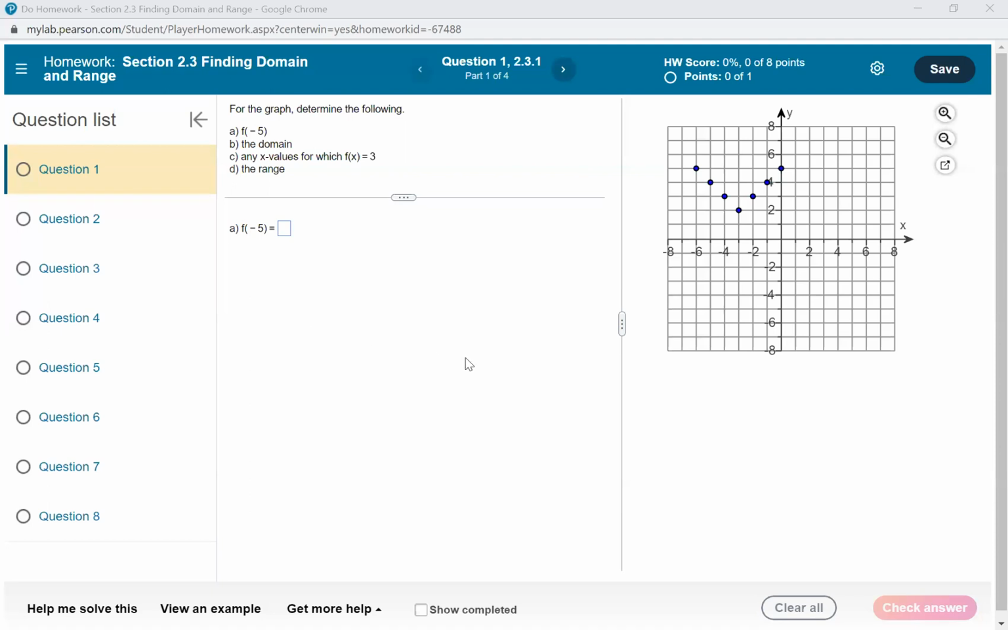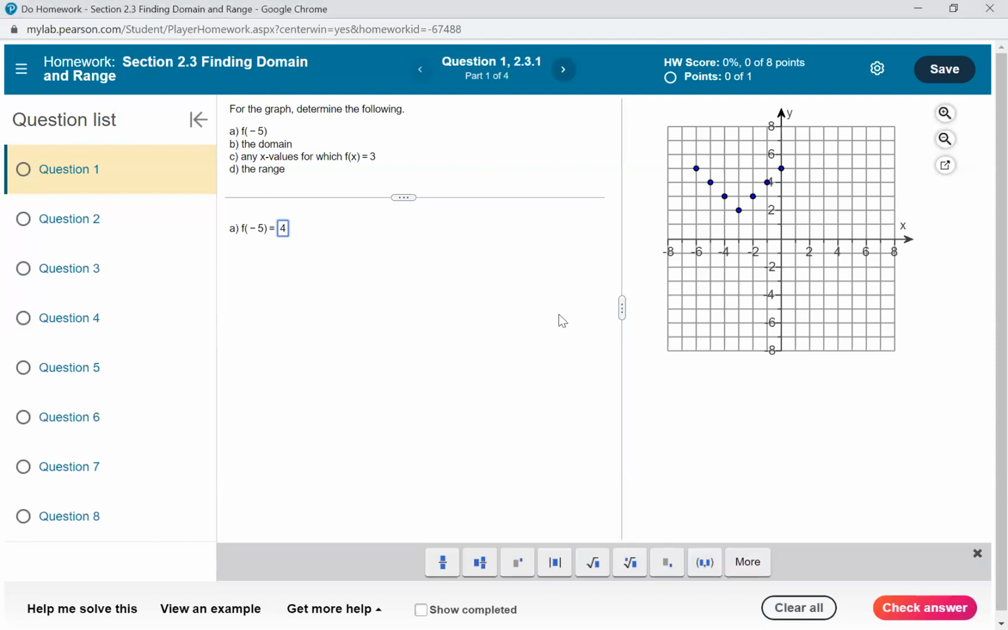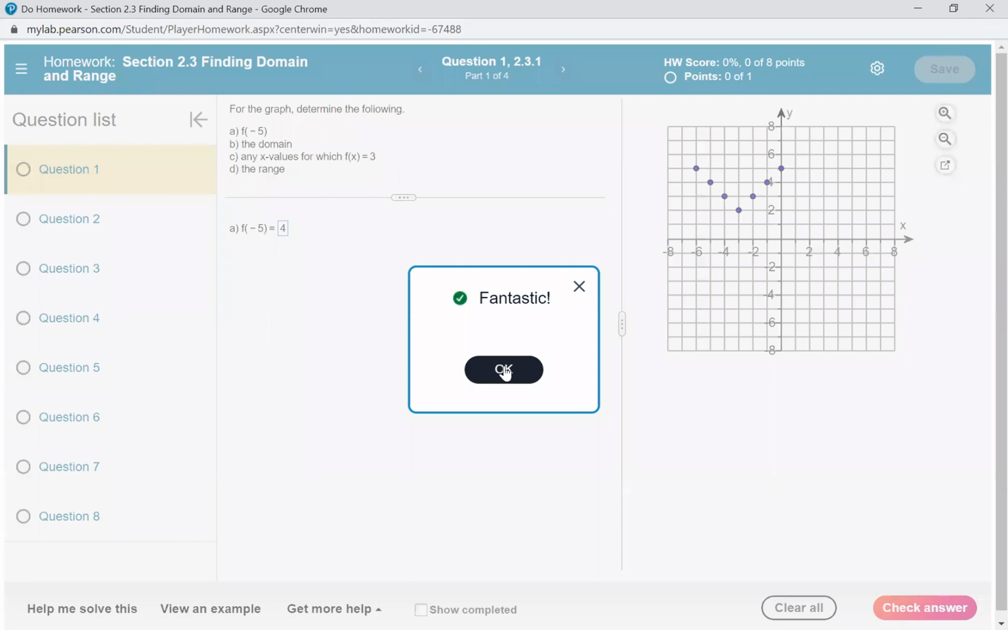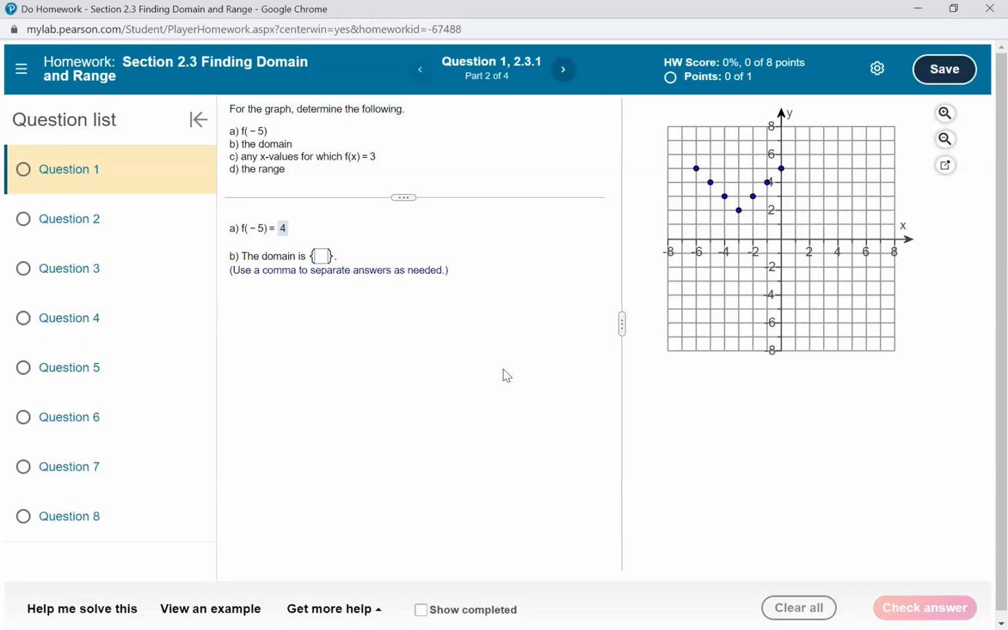We're gonna go on the x-axis. We're gonna go over here to -5, go straight up to that dot. And that definitely has a y value of 4. Good job. So y'all, we're gonna put 4 in on that, check that answer. And it's gonna give us our second part of this.